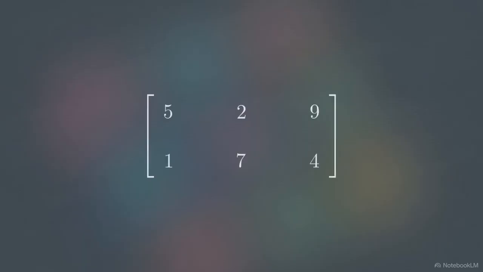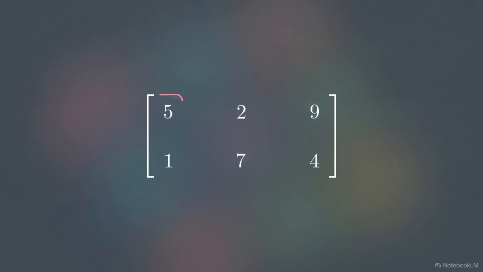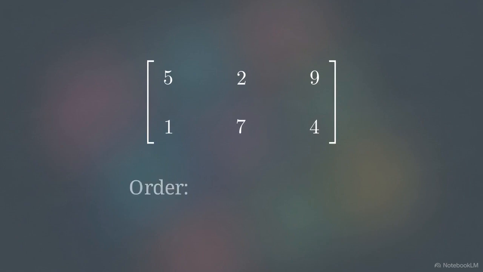We navigate a matrix using two directions. The horizontal lines are the rows, and the vertical lines are the columns. We define the shape of a matrix by its order. We always list the number of rows first, followed by the columns. A simple way to remember the sequence is the RC in RC cola. Since we have 2 rows and 3 columns, the order is 2 by 3.